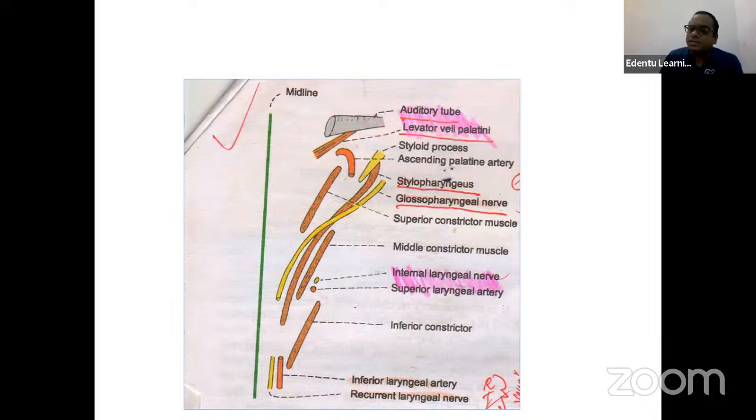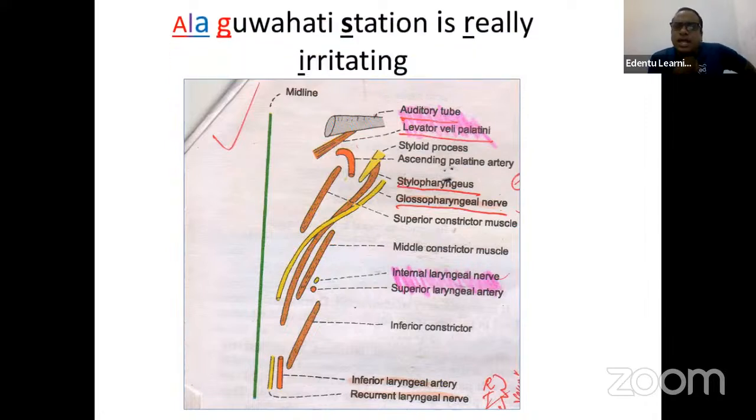It's a very important short answer, so there is a mnemonic for this. Again, I tell you, mnemonics have no meaning. It is just made blindly for us to remember. So this is your mnemonic: A-L-A, Ala, like Allah of the nose, right? Then Guwahati station is really irritating. For G you can write anything, Gangtok, whatever. This is just easy to remember, just for mnemonic purposes. Ala, Guwahati station is really irritating.